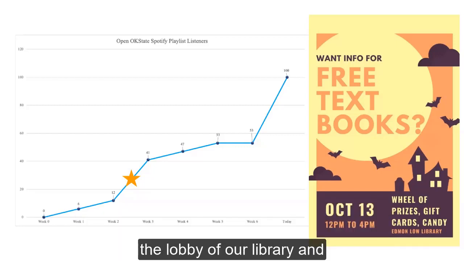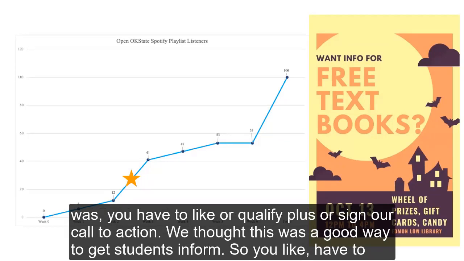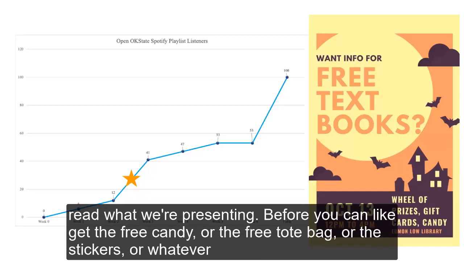And my coworker Trinity at the time stood in the lobby of our library and had a little wheel of prizes that students could win if they spin it. But the criteria for spinning the wheel was you have to like our Spotify playlist or sign our call to action. We thought this was a good way to get students informed. So you have to read what we're presenting before you can get the free candy or the free tote bag or the stickers or whatever.